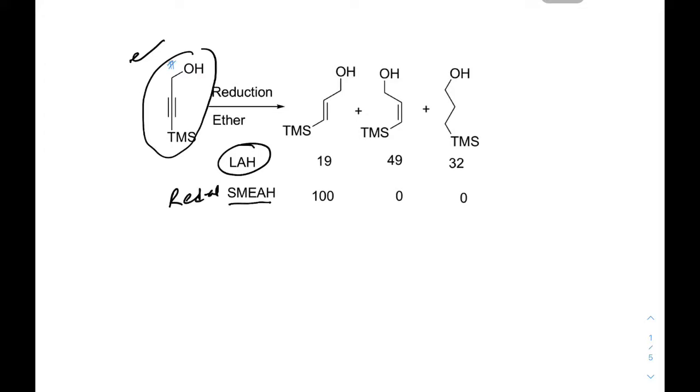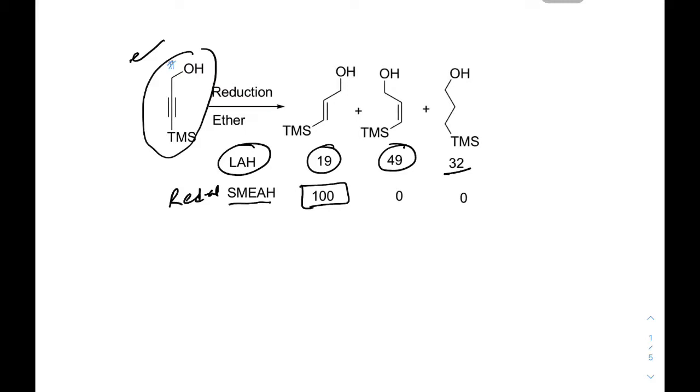Okay, now we can see the result. In the presence of lithium aluminium hydride, there is 19% trans product, 49% cis product and 32% saturated product. But in case of Red-Al, there is totally 100% trans product. So let's discuss that chemistry.